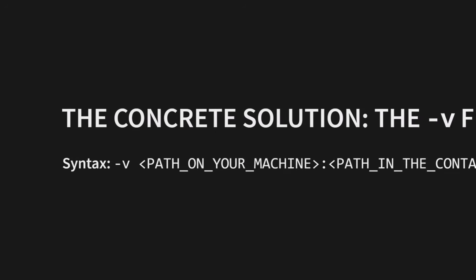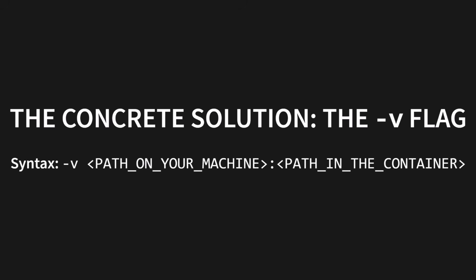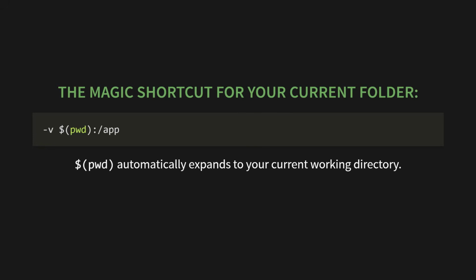The concrete solution is the -v flag. The syntax is simple. -v, then the path on your machine, a colon, and then the path in the container. And here's the magic shortcut for your current folder. Instead of typing out the whole path, you can just use -v $(pwd):/app. That $(pwd) automatically expands to your current working directory. It's a lifesaver. And a quick note for Windows PowerShell users, you'll use ${pwd} instead.